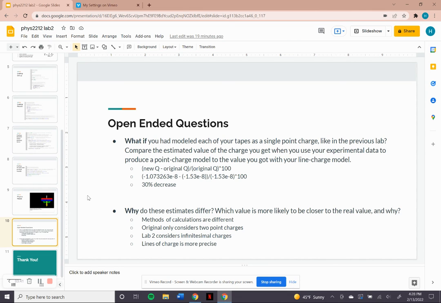So now we're going to say that the lines of charge is more precise because when you only do one calculation for one point charge, it might not represent the actual charge. Whereas if you do many different sections and many different calculations, there's a higher chance that you will get a result that more closely relates to the actual result of the charge.